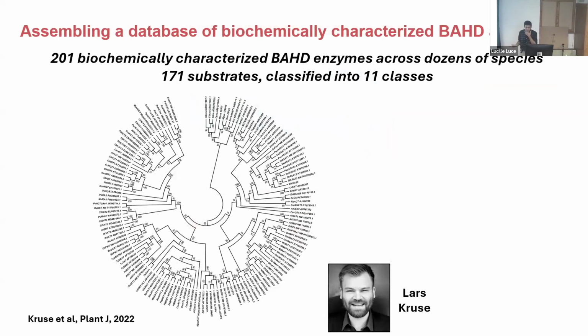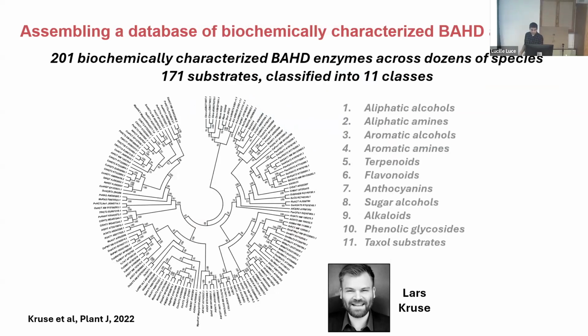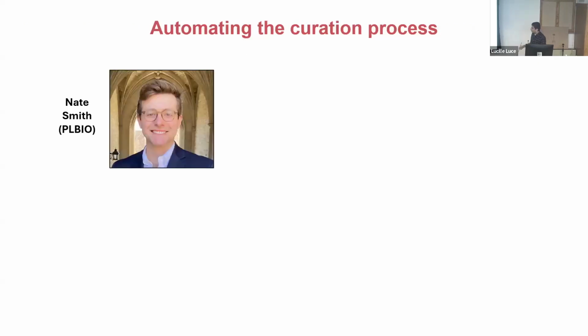And Lars, a postdoc in the lab, read 100 odd papers and collected 201 biochemically characterized BAHDs, 171 substrates of these BAHDs, and put them into 11 different structural classes. Right? So they use a lot of structural classes as a whole. But just to take a step back and think about how much effort this must have taken for Lars, it's a boring job reading papers and putting everything in an Excel file one by one, making sure everything is correct. And so that paper was published in 2022.